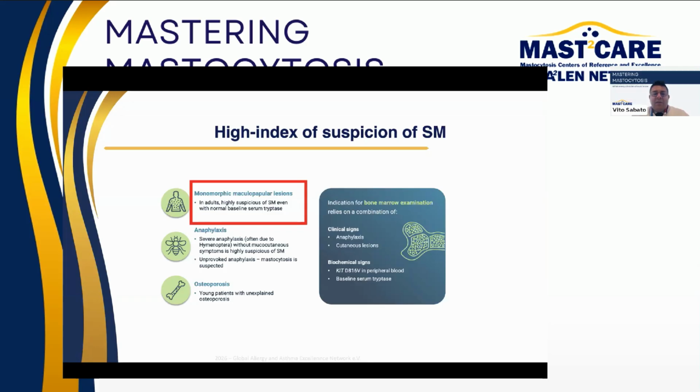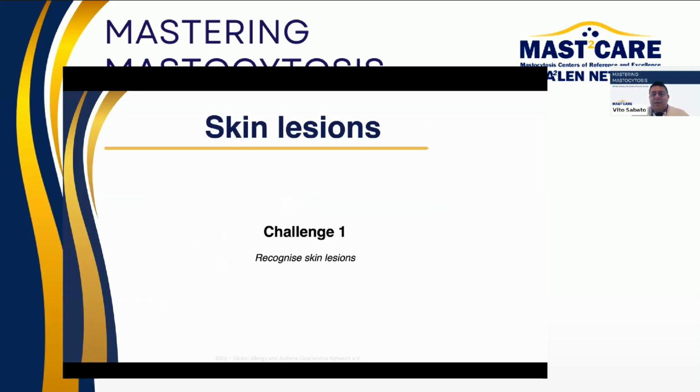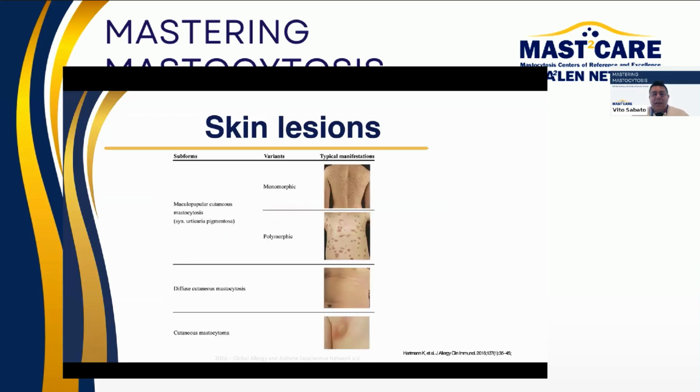Let's start with the skin. You have already heard that actually the first challenge is recognizing the skin lesions. And you have heard the distinction between the typical childhood variant and the typical adult variant. And this variant called monomorphic is usually predictive of a systemic disease, whereas this is a typical pediatric form and actually is usually associated with a limited cutaneous disease. But those are conditions that are quite easy to recognize. Basically, we have some conditions in which the skin lesions are not so defined and which are difficult to recognize.